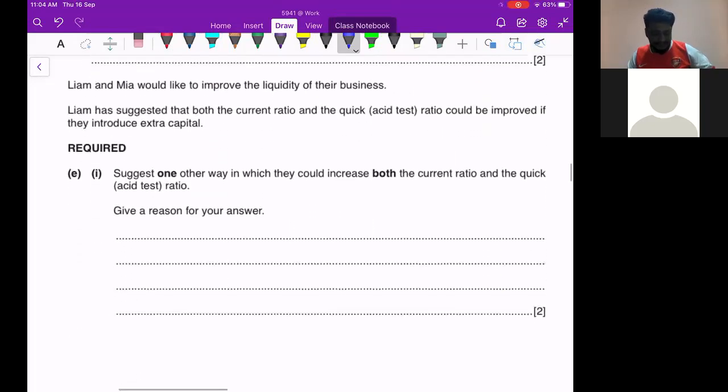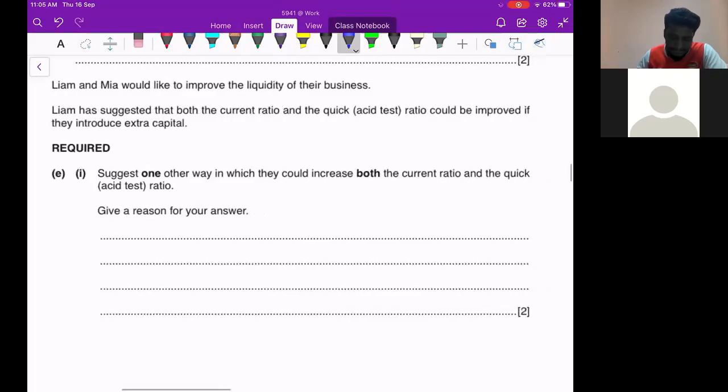Okay, next one. Liam and Mia want to improve the liquidity of their business. Liam suggests that both the current ratio and quick ratio could be improved if they introduce extra capital. More capital means more money. Suggest one other way in which they could increase both the current ratio and quick ratio. Give one reason. Can you tell me?